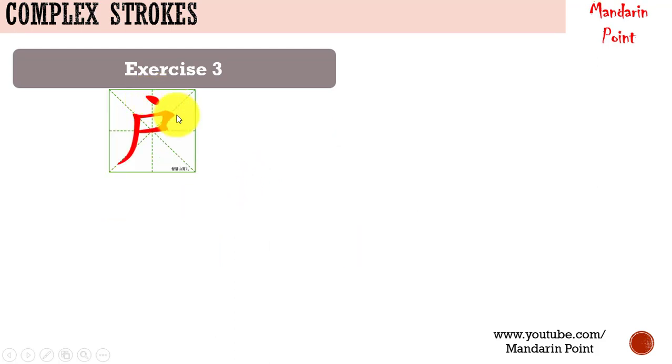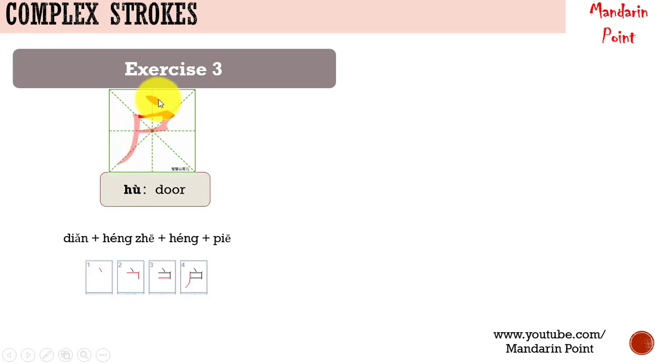How many strokes does this character have? 1, 2, 3, 4. So these 4 strokes: tian, hang, zhi, hang, pie. When these are put together, this is going to make hu, meaning door.